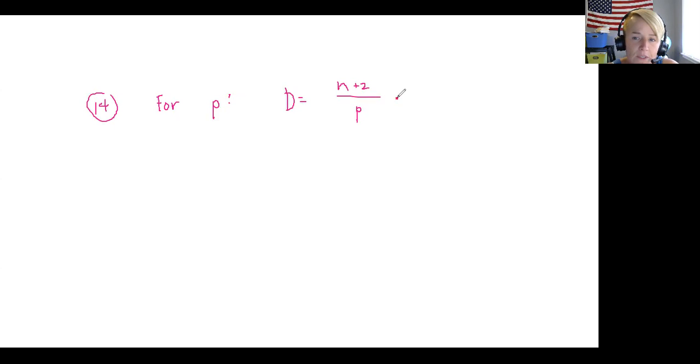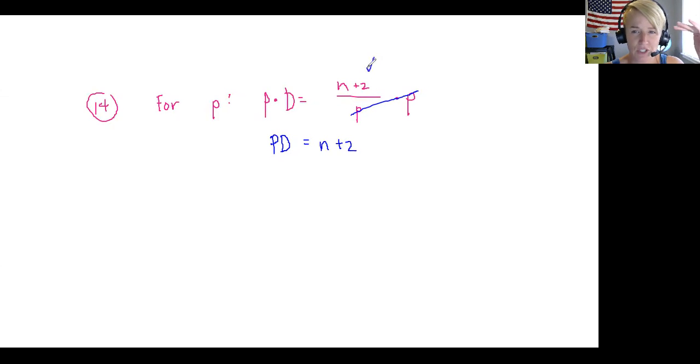So what I'm going to do is go ahead and multiply both sides by p. I've got to get this p out from underneath, okay? And what you're going to see is that when I do that, these p's are going to cancel. So now I end up with a pd over here equals n plus 2. So I kind of solved one problem to create another problem.